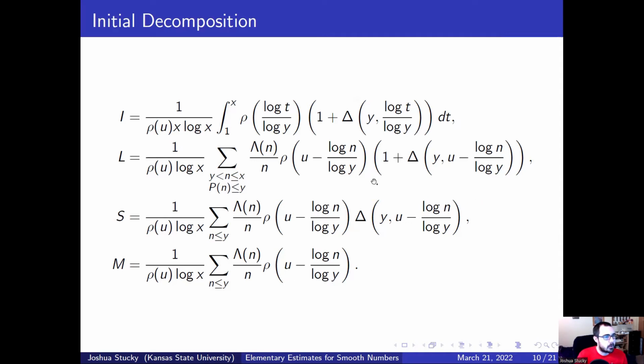So as one would expect, these first two are going to be error terms. And in order to get S and M into the right form to estimate them, which maybe comes as no surprise, we're going to apply the prime number theorem here. So in order to do that, we're going to need to finagle things around a little bit.